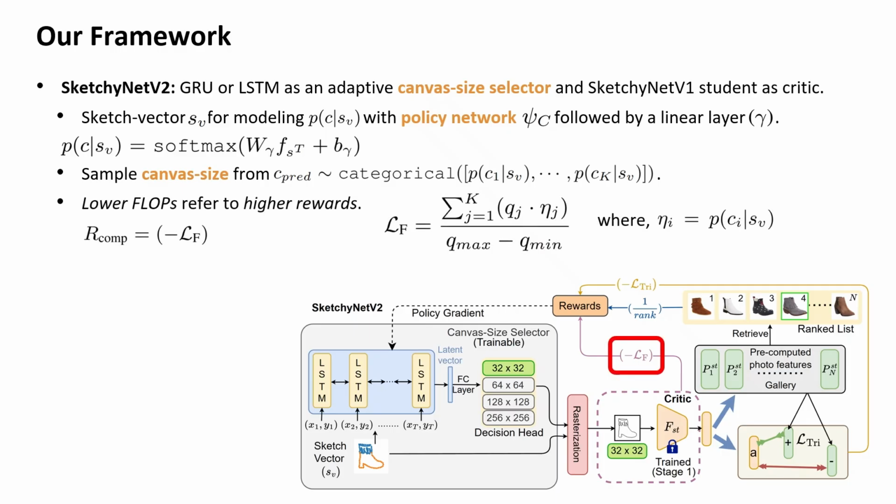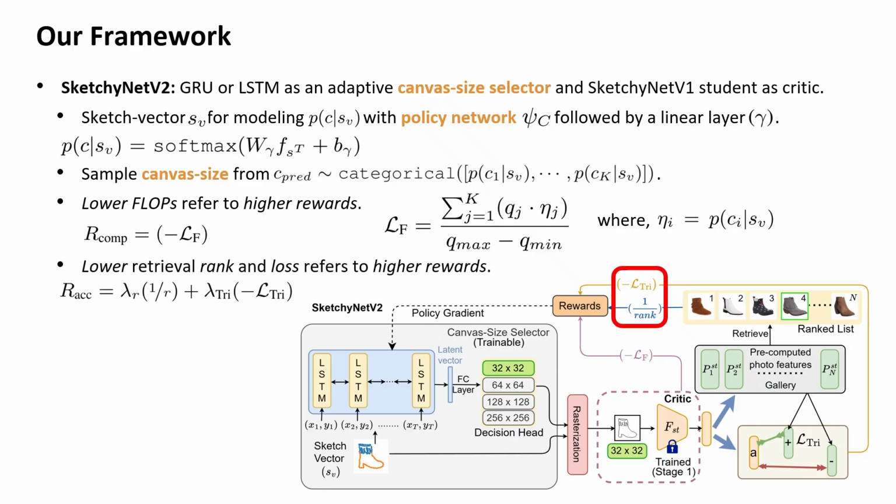One of the components of the reward directly depends on the computations. We determine a loss term based on the network predictive probabilities across all the canvas sizes and pre-calculated flops of SketchNet V1 for the corresponding canvas sizes. The reward is computed as the negative of the loss term. The intuition is simple. More flops should lead to less reward.